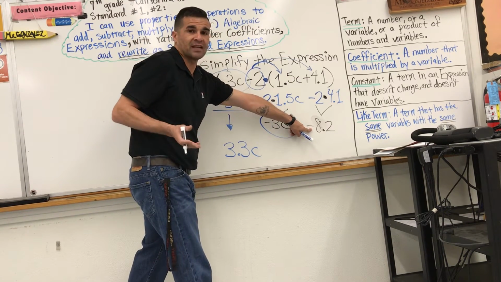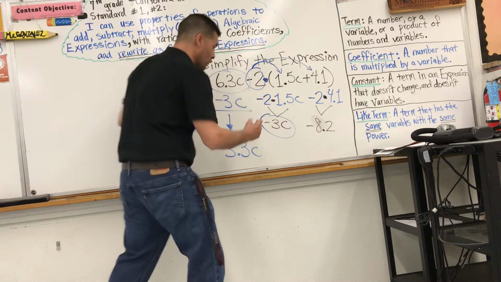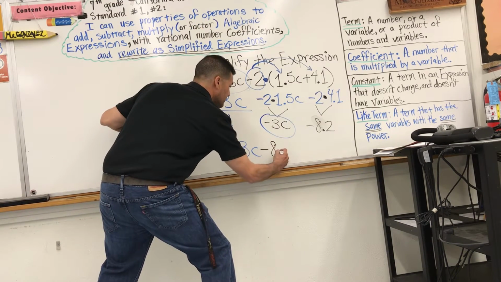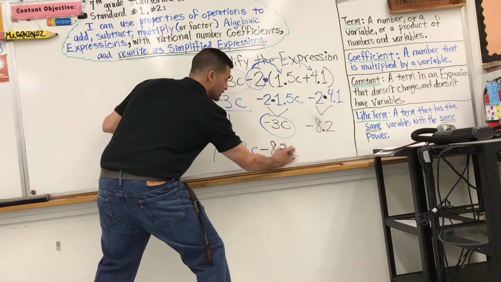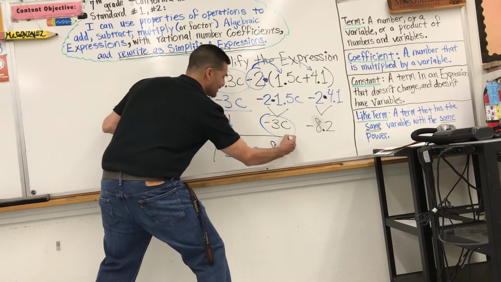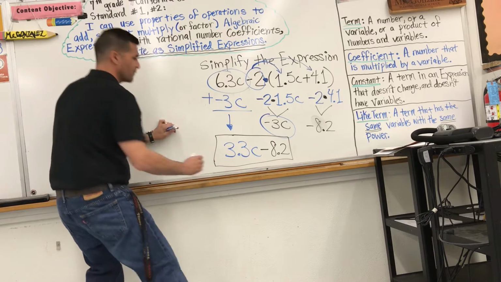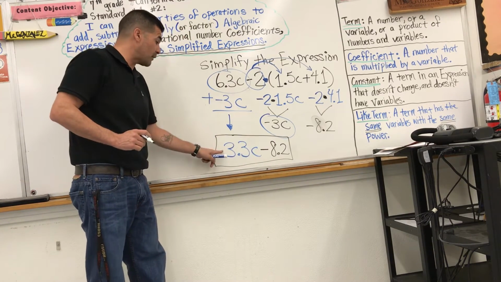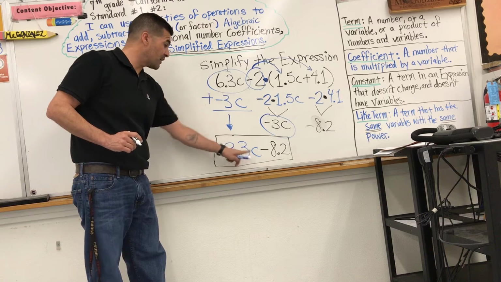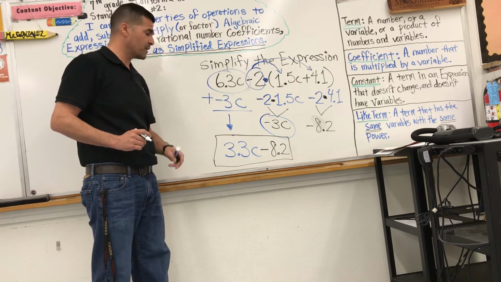Now, we can't combine this 8 2/10 to anything that has a variable c, because this is called a constant. It doesn't have a variable. So we're just going to write minus 8 2/10. I'm sorry, no c. Sorry about that, guys. No variable c. Because it doesn't have a variable c, I'm not allowed to subtract it from the 3 3/10 c.